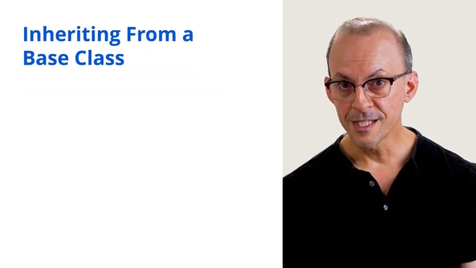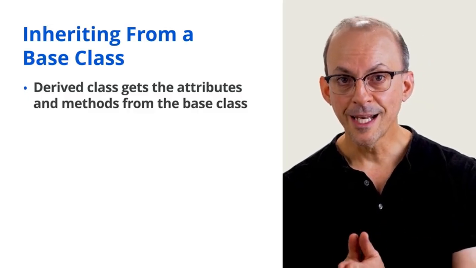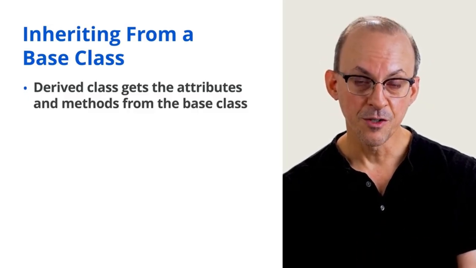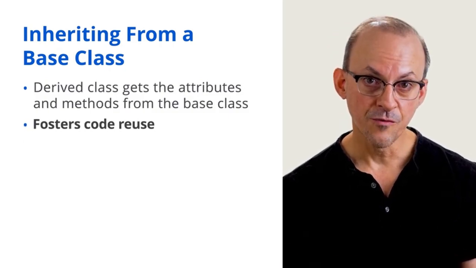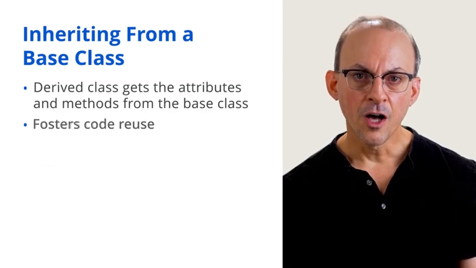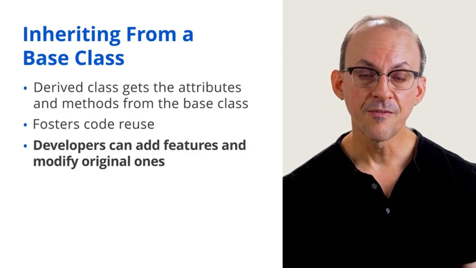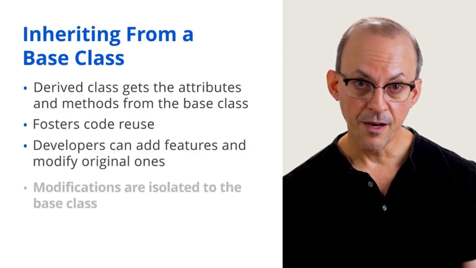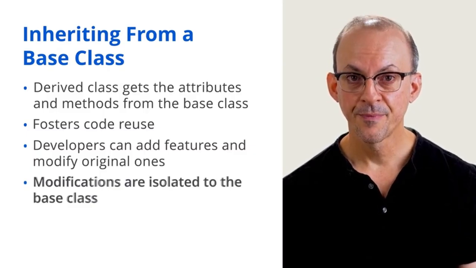When a developer creates a derived class, they get the attributes and methods of the base class, but also can extend their class by adding their own attributes and methods. This allows the developer to reuse the code from the base class without having to reproduce it. They also can add more features to the class and even modify the original attributes and methods if they need to. The new and modified features are isolated to the derived class and don't impact the base class.